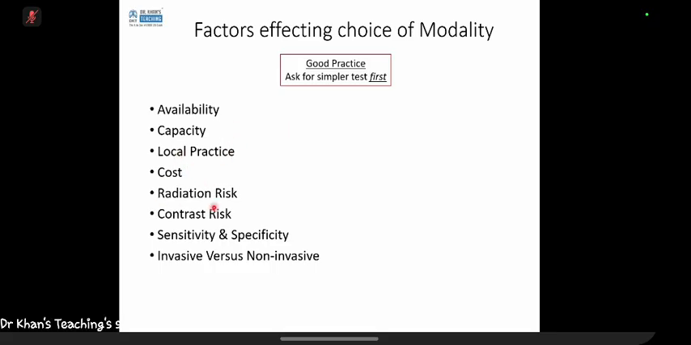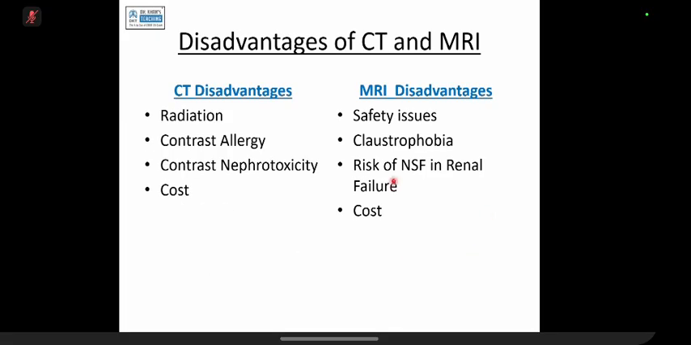Local practice, cost, radiation risk, contrast, sensitivity, invasive versus non-invasive. So CT advantage, disadvantage, you know, it is cost, nephrotoxicity; MR, risk of NSF, I have told you. Claustrophobia is quite a problem. 14% of people have got claustrophobia. And some of them can never tolerate an MR. And we have to respect that. We don't judge them on that. Even many of you will have claustrophobia. Have an MR and then you will know.